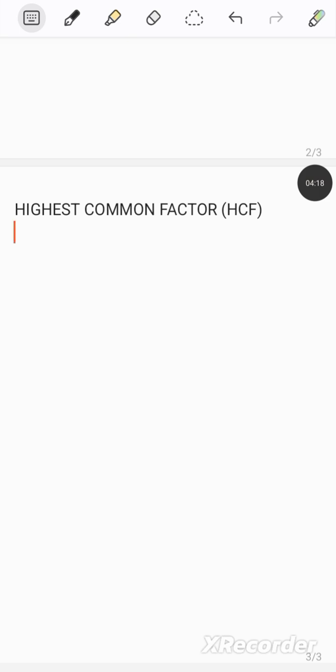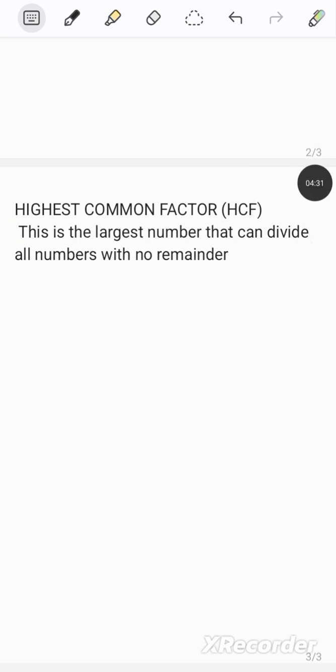Now, we move on to our main topic, HCF, the highest common factor. First, what is the highest common factor? What does it mean? The highest common factor is the largest number that can divide all the numbers with no remainder. If you are asked to find the highest common factor of two numbers, then it would be the largest number that can divide both of them and that is common to both of them.